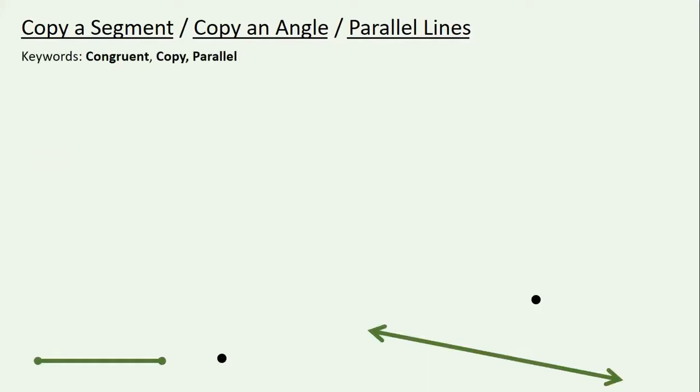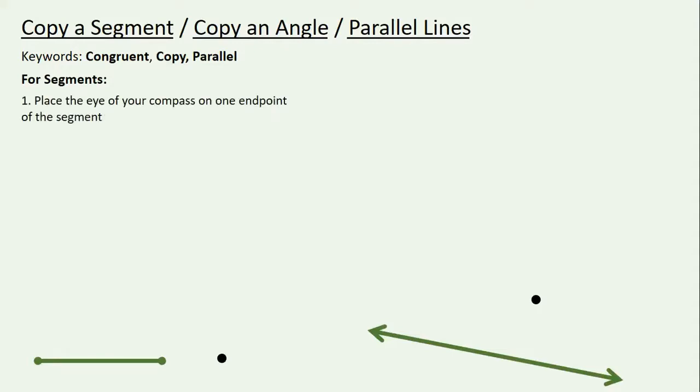Let's look at copying a segment, copying an angle, and parallel lines now. For this one, you're going to look for the keywords congruent, copy, or parallel. You might see an angle, a line segment like we have on the left, or a line that they want you to draw a parallel line to it. Let's talk segments first. They're a little bit more straightforward.